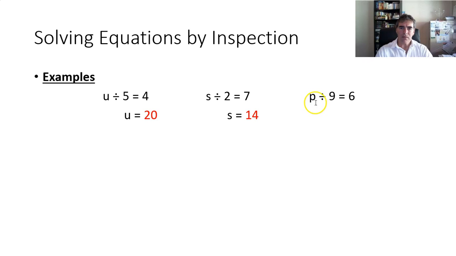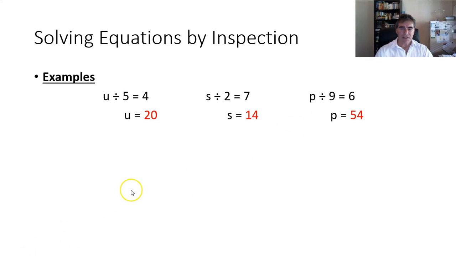And one more. P divided by 9 equals 6. So what number divided by 9 equals 6? Let's find that number out. Again, we need to know our times tables, and we find that the missing number is 54. So P is 54 because 54 divided by 9 equals 6.